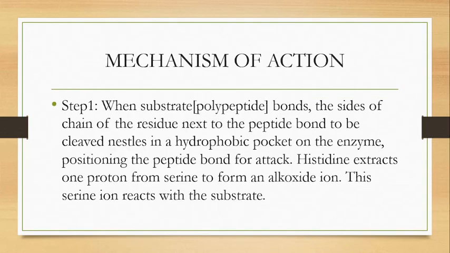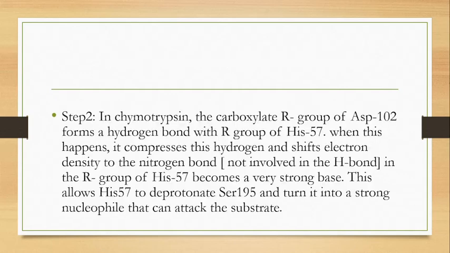Now we see the mechanism of action. In step 1, when the substrate, that means the polypeptide bond, binds, the side chain of the residue next to the peptide bond to be cleaved nestles in a hydrophobic pocket on the enzyme, positioning the peptide bond for attack. Histidine extracts one proton from serine to form an alkoxide ion. This serine ion reacts with the substrate.